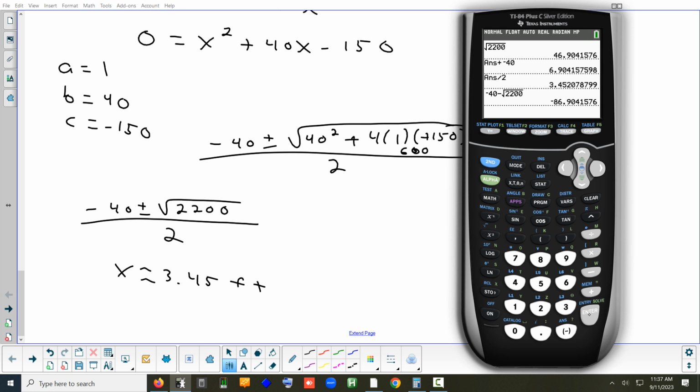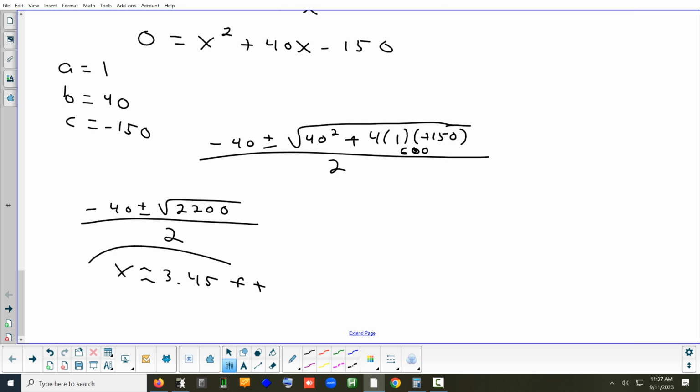So even though the negative answer makes sense algebraically, this is a problem about the width of a material. It can't be a negative number, so the negative answer doesn't make sense. So the only answer here that does make sense is about 3.5 feet for your sidewalk.